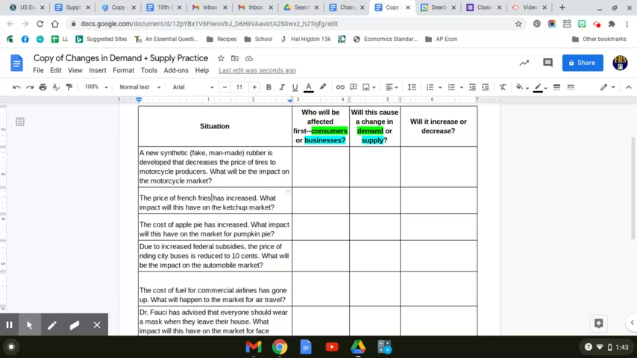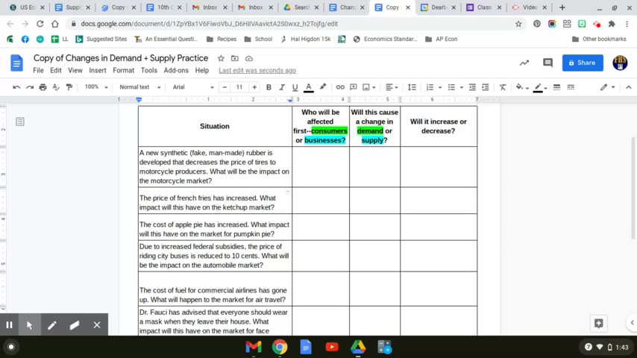For today's assignment, you're going to be putting those topics together. So I still give you the situation, but you're going to have to make a decision on if it is supply or demand that is being impacted. And then, is supply or demand going to increase or decrease? So we're going to break this down into 3 steps.